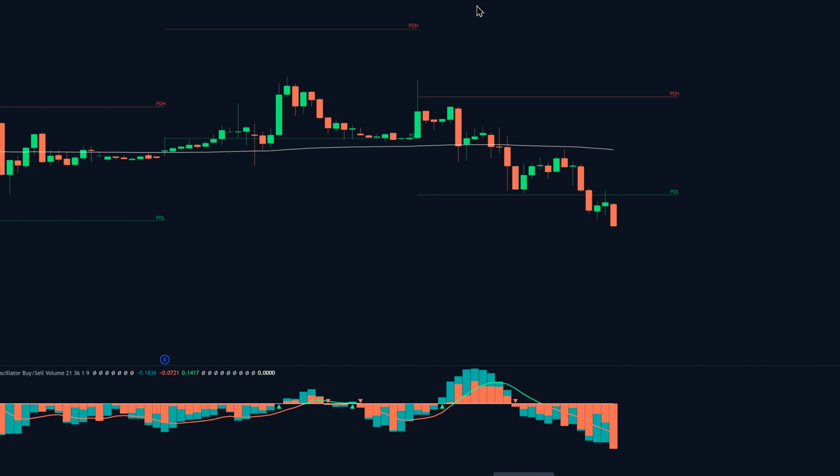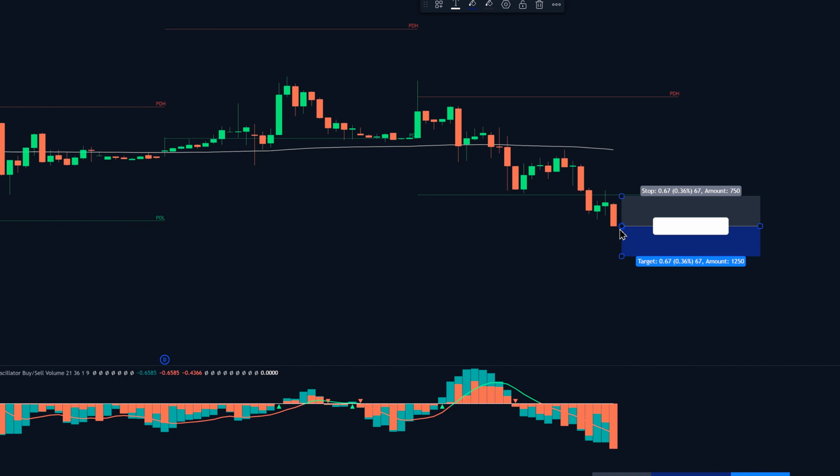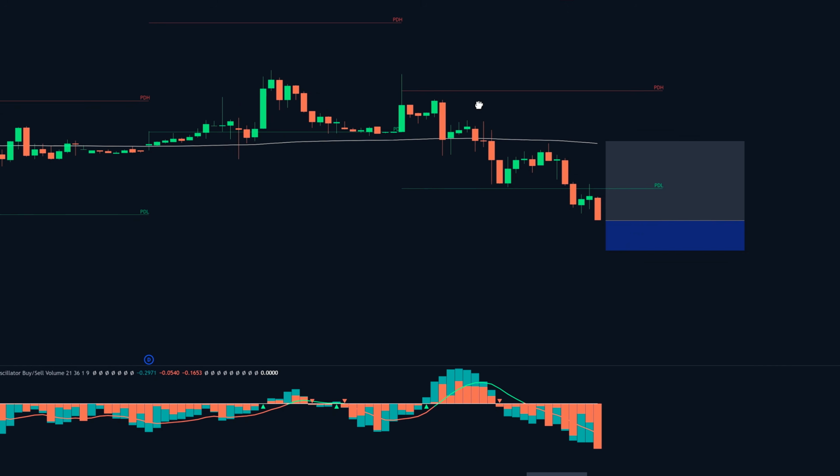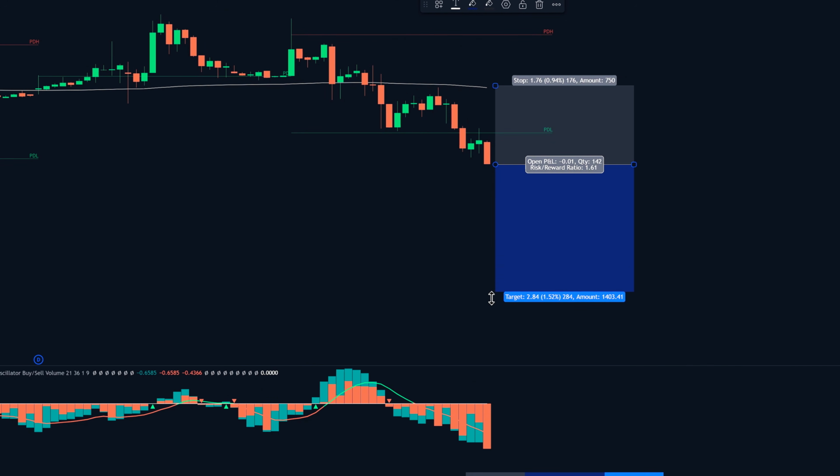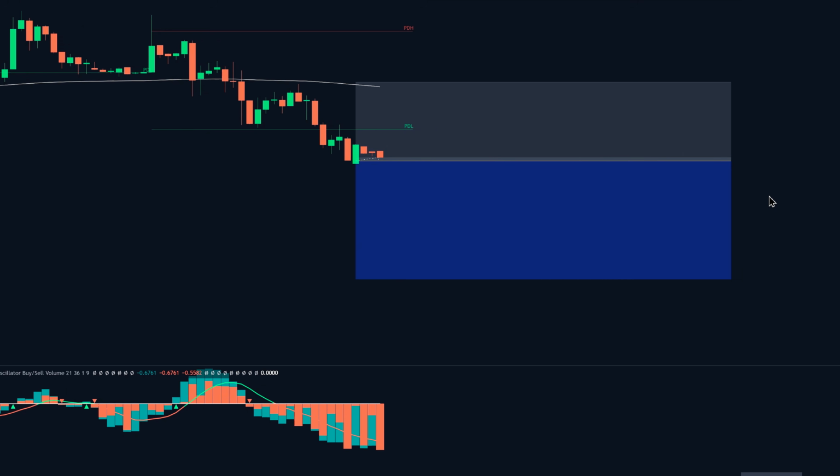We enter a short position here, place a stop loss right above the most recent swing high. For the take profit, well, we're gonna set it at 1.5 times the risk, letting the trade run and take profit.